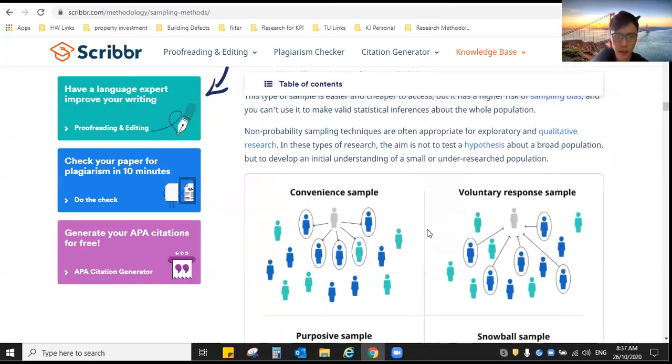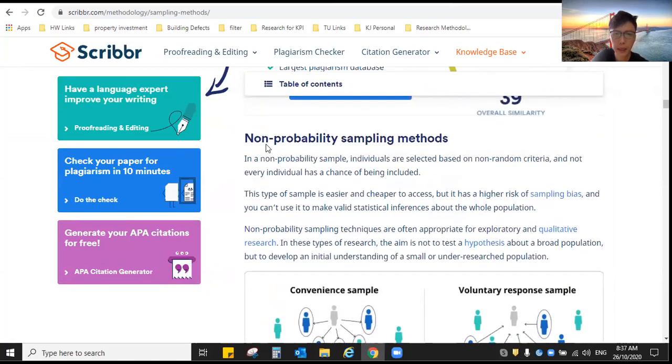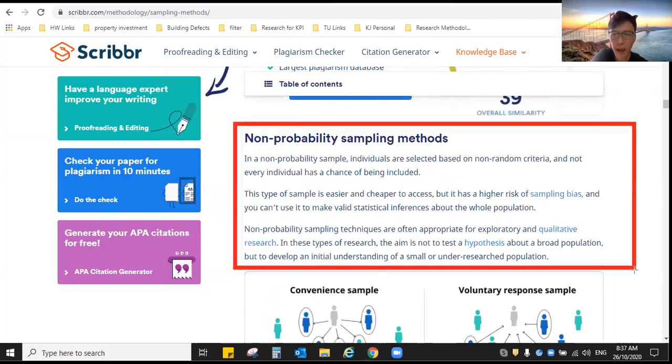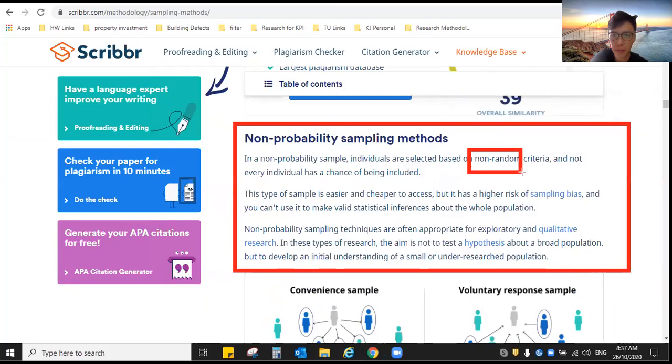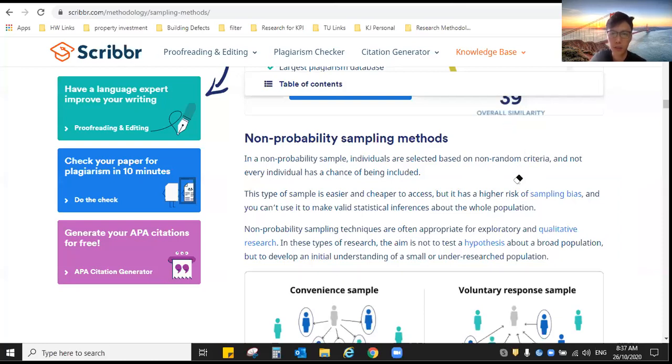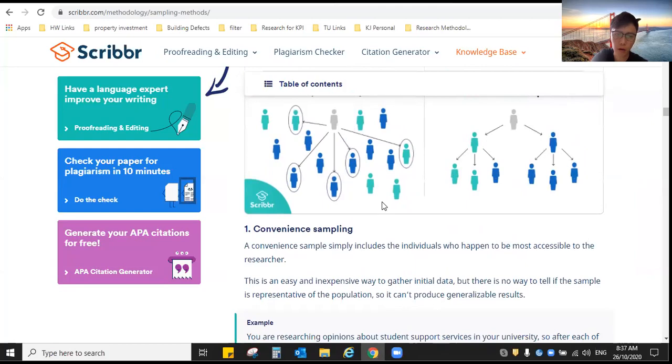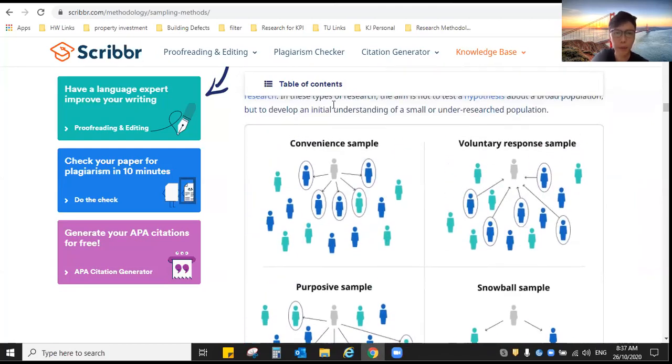So we go to the next one, non-probability. A non-probability sample is a sample where it is not random. Non-probability means not random. I purposely choose based on volunteer, or I purposely choose based on convenience. So this is non-probability. Let's look at the list of non-probability samples. The first one also has four, easy to remember.